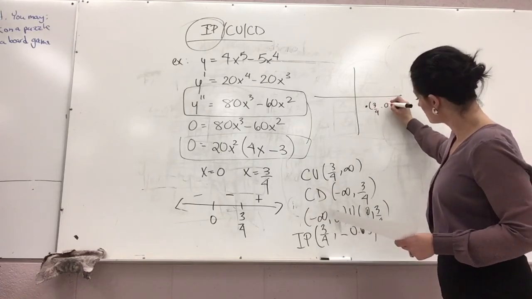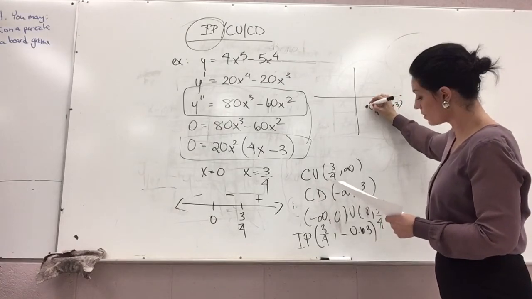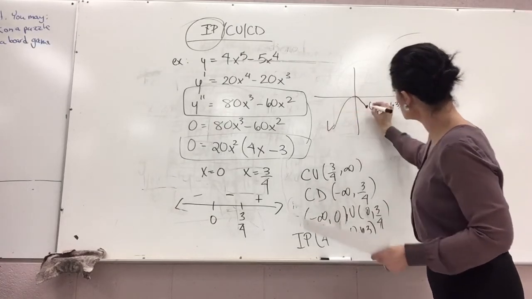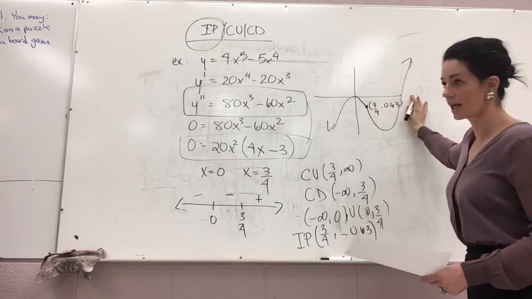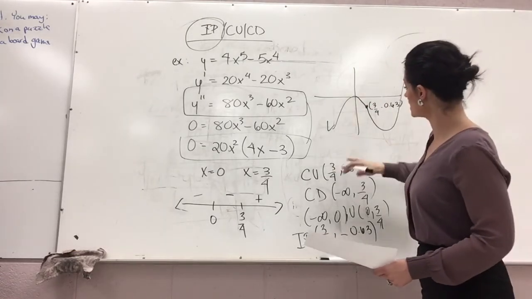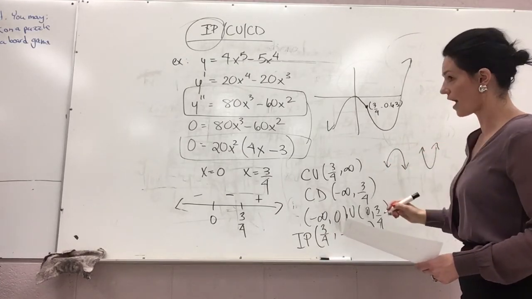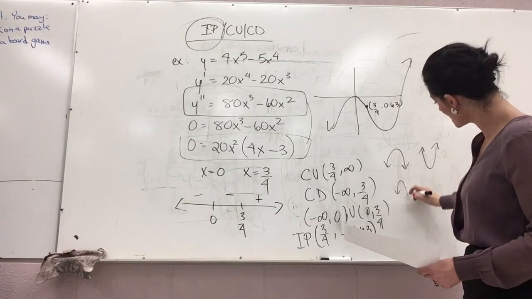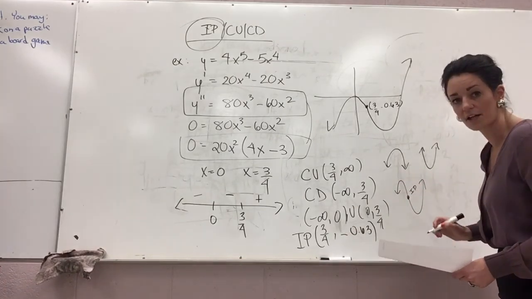This is your inflection point. That's where you have a change. This is concave down, and that is concave up. So basically, really exaggerated, this is concave down, and this is concave up. And where you change from concave down to concave up, that's what we call an inflection point.